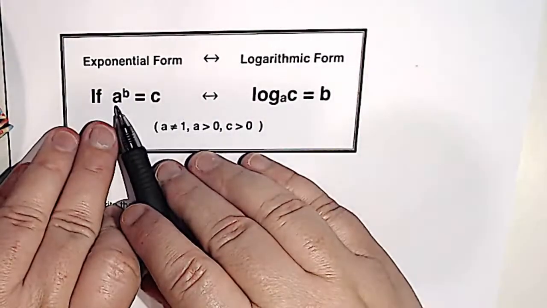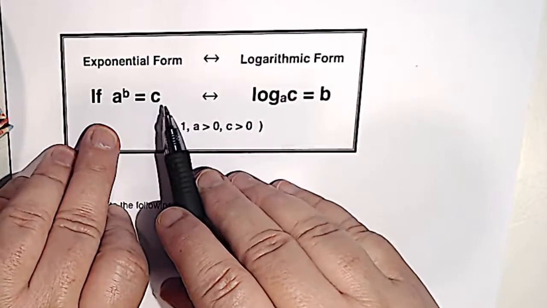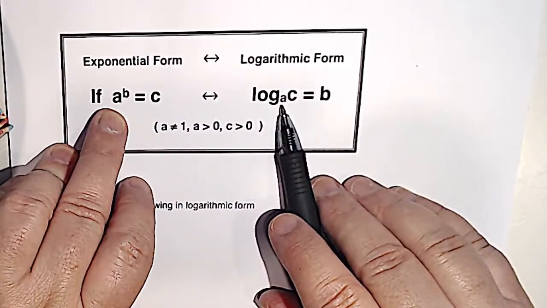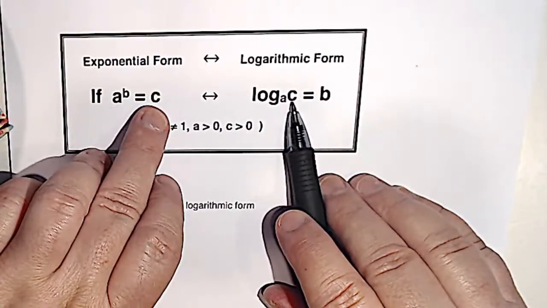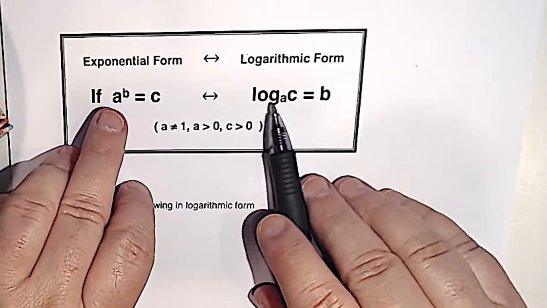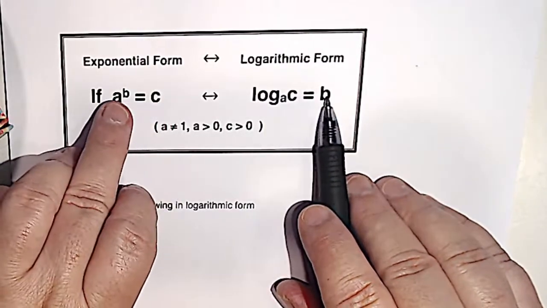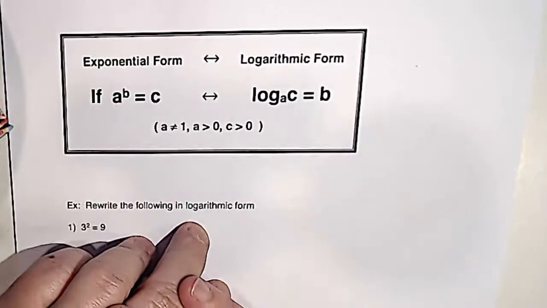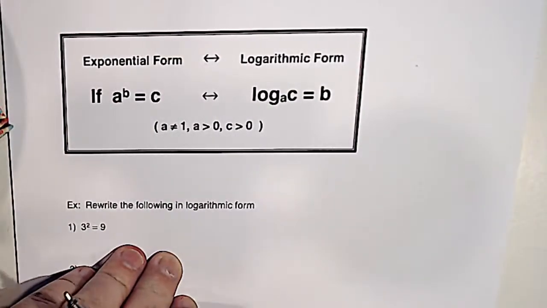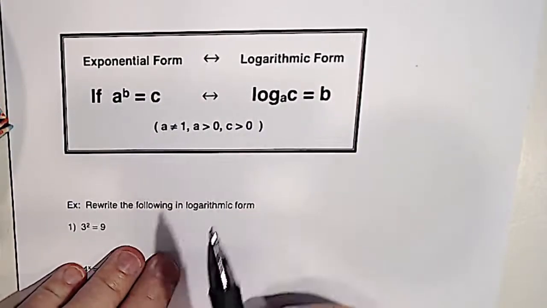So if a to the b equals c, so a to the bth power equals c, then log base a of c equals b. Log base a of c equals b. So we have to switch sides. And the arrow goes in both directions. You can either start at logarithms or you can start at the exponential.